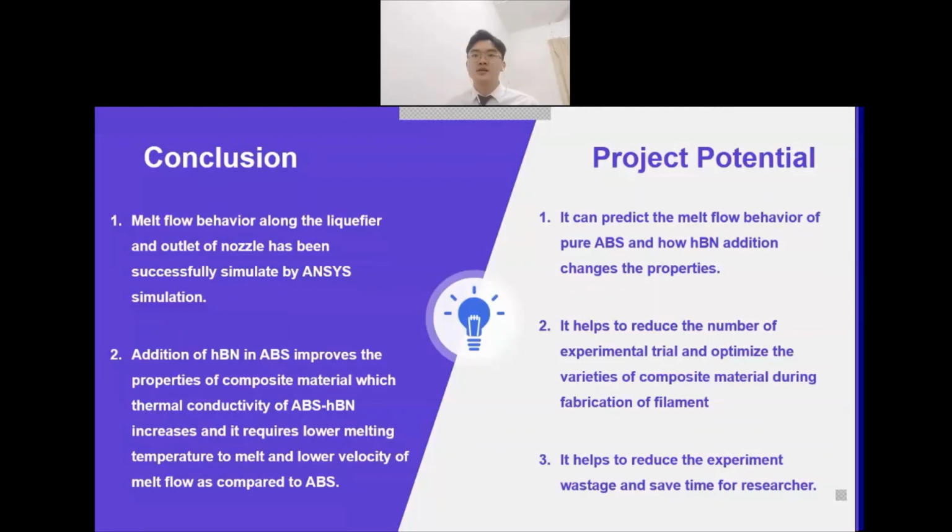Throughout this project, the potential is that it can predict the melt flow behavior of pure ABS and how hBN additions change the properties. It helps to reduce the number of experimental trials and optimize the varieties of composite material during the fabrication of filaments. It helps to reduce the wastage of experiments and save time for the researchers.